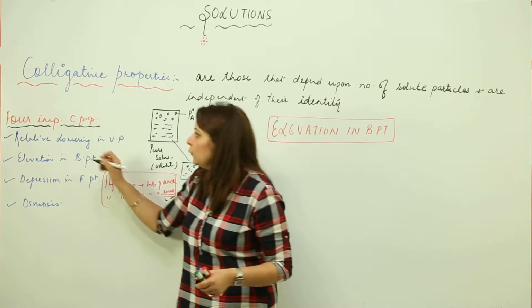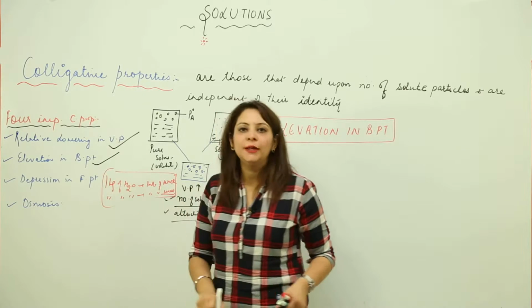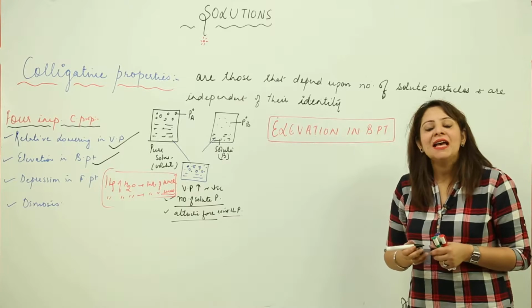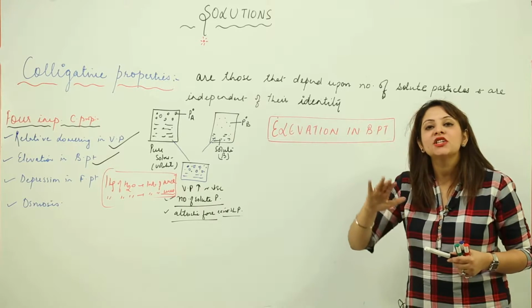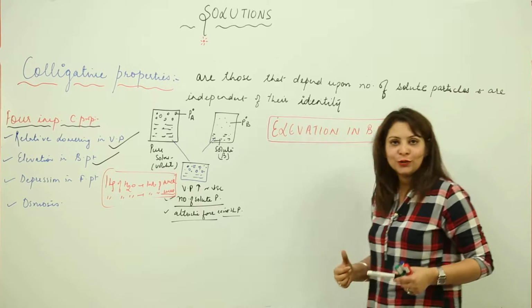Now we are done with relative lowering in vapor pressure. Now we are going to do elevation in boiling point, right? So just look at the board at what elevation in boiling point is. As the name suggests, the boiling point increases when you add a non-volatile solute into a solvent. Just look at the board how, right?